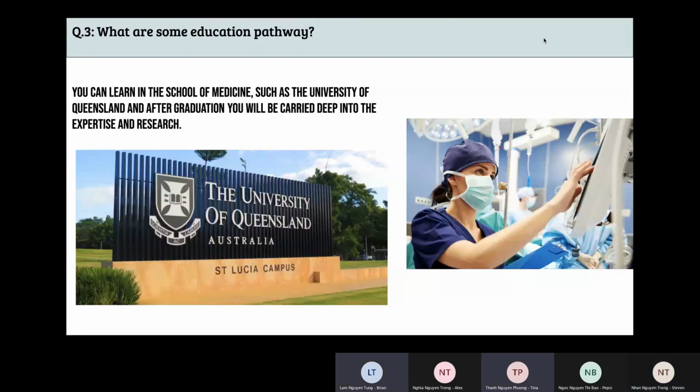So let's move on to question 3. What are some educational pathways? I would answer that you can learn in a School of Medicine, such as the University of Queensland. And after you graduate from your school, you will go deeper into expertise and research.